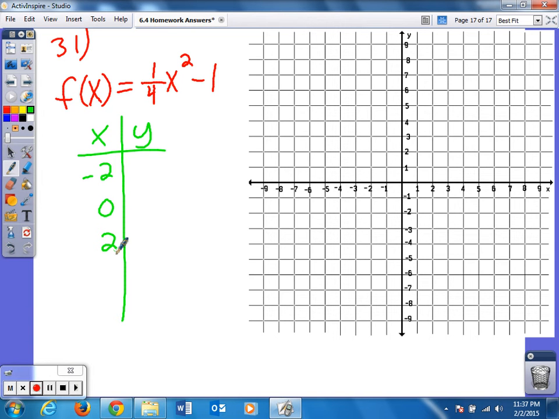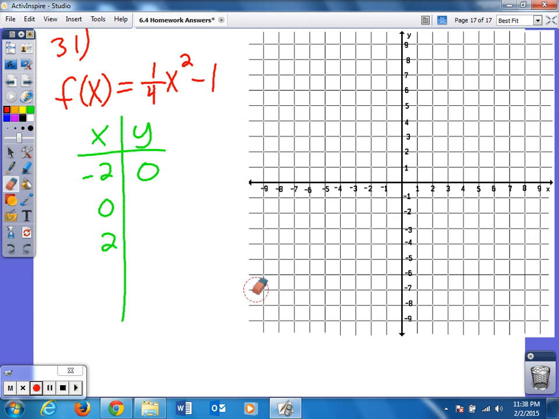We'll keep it simple. If we plug in -2, that's going to give us -2 squared with a 1/4 out front, and then -1. -2 squared is +4, so that's going to be 1/4 times 4 minus 1. 1/4 times 4 is the same as 4 divided by 4, so that's 1 minus 1, which is 0.